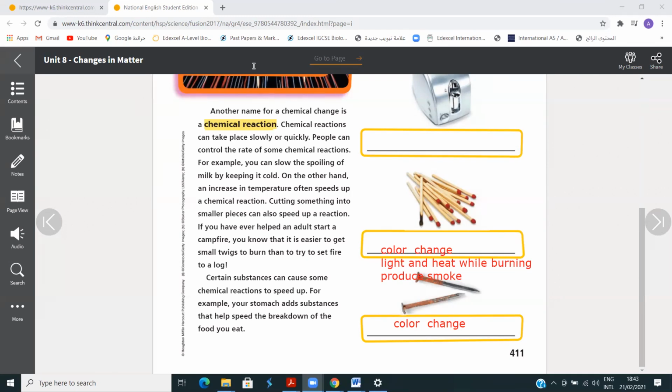Mister. Okay, I'm with you, Omar. Do you want anything? I didn't understand the chemical reaction.